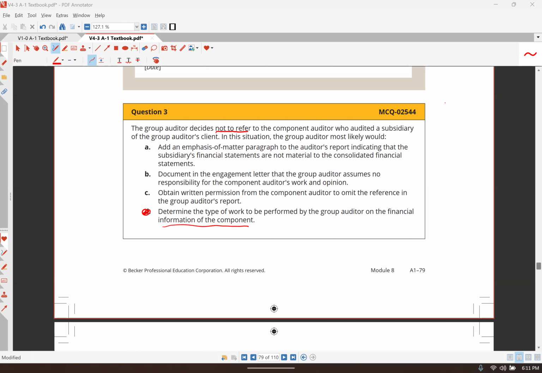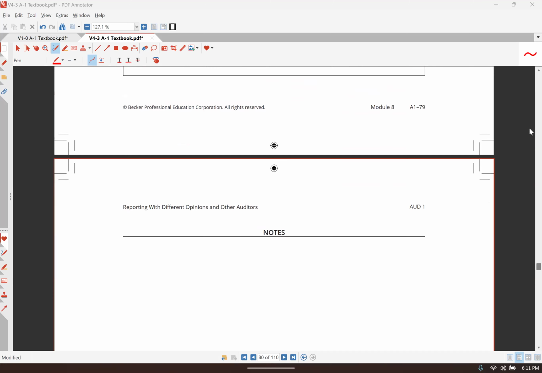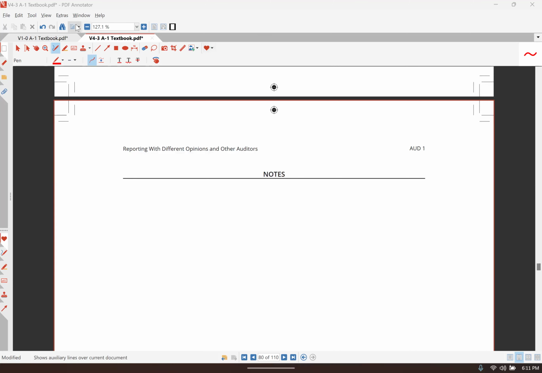As far as the user of the report's concerned, those other auditors don't exist. If they messed up, it's on you because you directed their work and you didn't catch what they did wrong. Okay. Okay, good. All right, let's come over and let's take a look at.